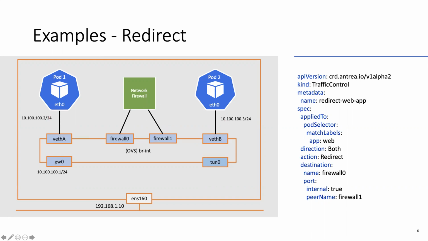And after this is created, the traffic will first be redirected to this device and received by the network firewall. And then if it allows it, it will send the traffic back to the bridge and redirect it to its original destination.